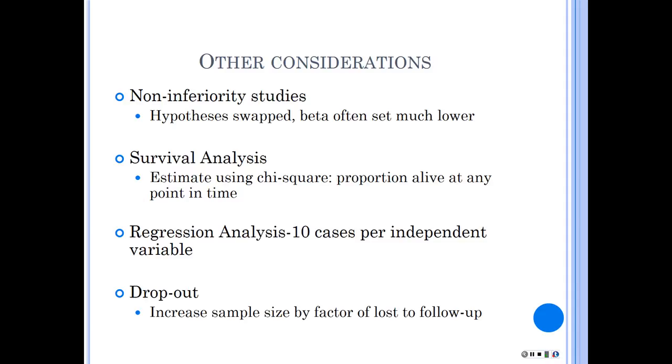Survival analysis, we can actually estimate sample size here just like we did for the chi-square using the proportion alive at any point in time. A good rule of thumb with regards to regression analysis is that you have 10 cases per independent variable.